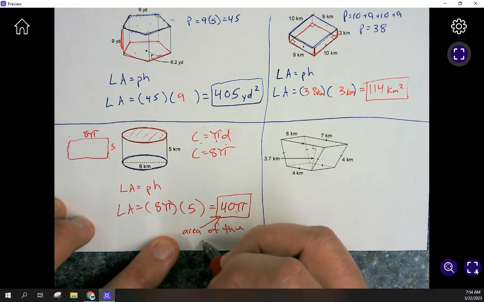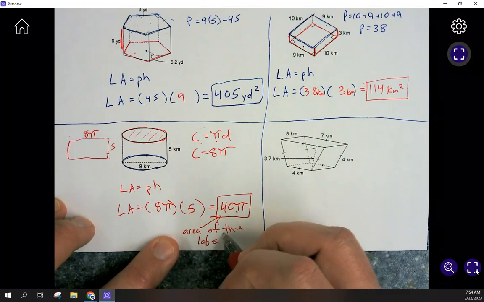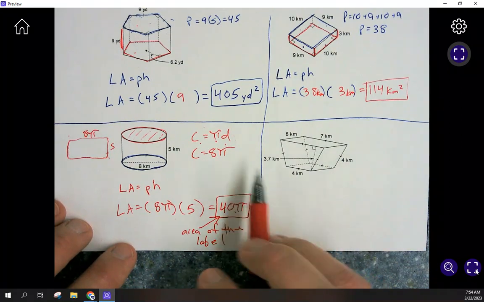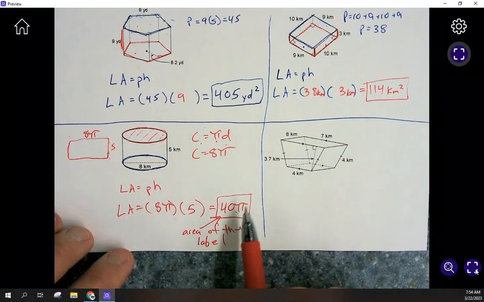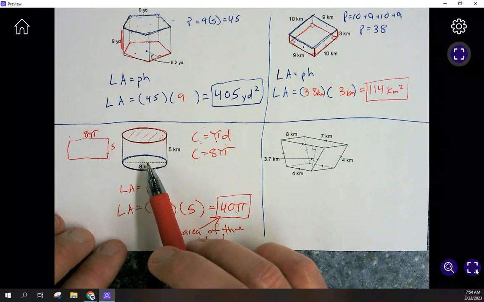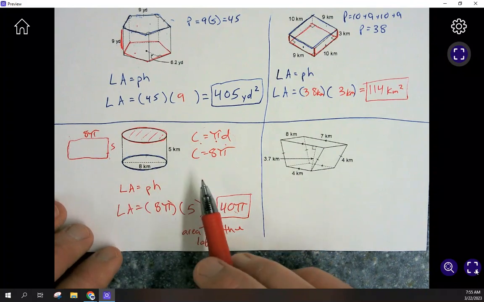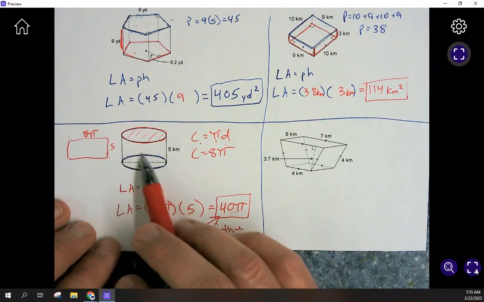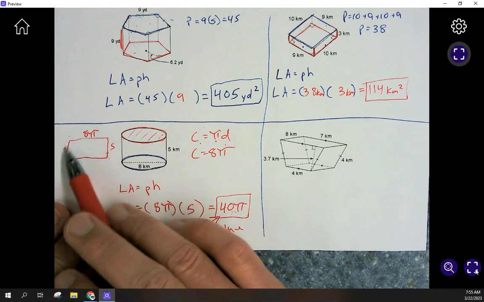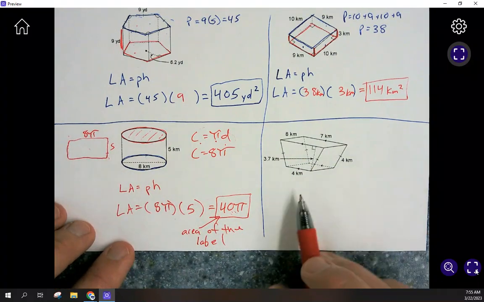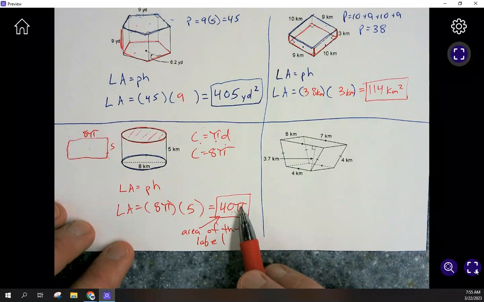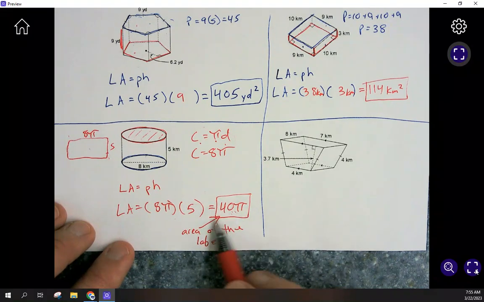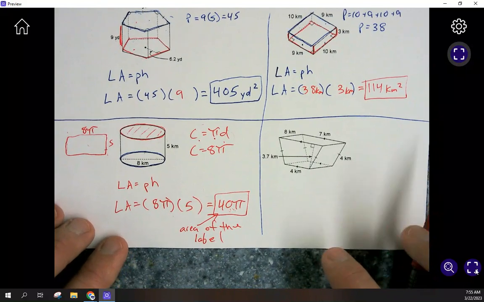of the label. So we're not including the top and the bottom. This is not the amount of material needed to create the can in terms of the metal or the aluminum. This lateral area would be just the amount of material needed to create the label. And then obviously in the real world, we would get this down to a decimal form, something more usable. We wouldn't use 40 pi, but for here in class, we're going to go ahead and leave it just as that.